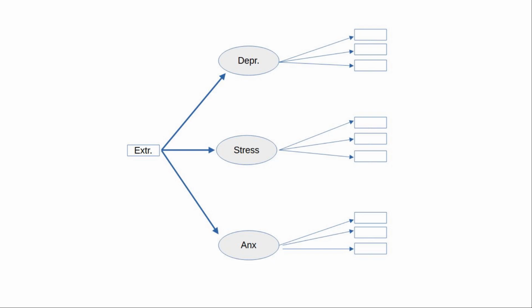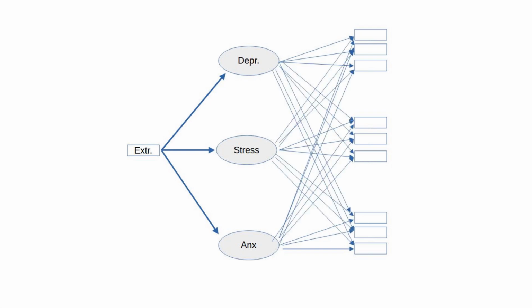Let's take as an example the measurement of stress with a multidimensional stress questionnaire with the dimensions or facets of depression, stress in the stricter sense, and anxiety. The classical SEM assumes that each item only loads on one of those dimensions. The problem is if you have cross-loadings that you don't model, then you can get biased results. The alternative, Exploratory Structural Equation Modeling, ESEM, here all possible cross-loadings are estimated.